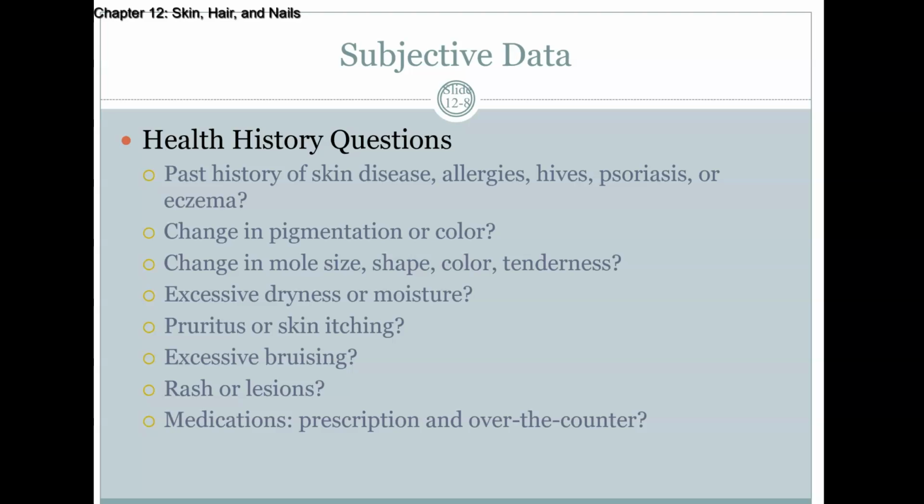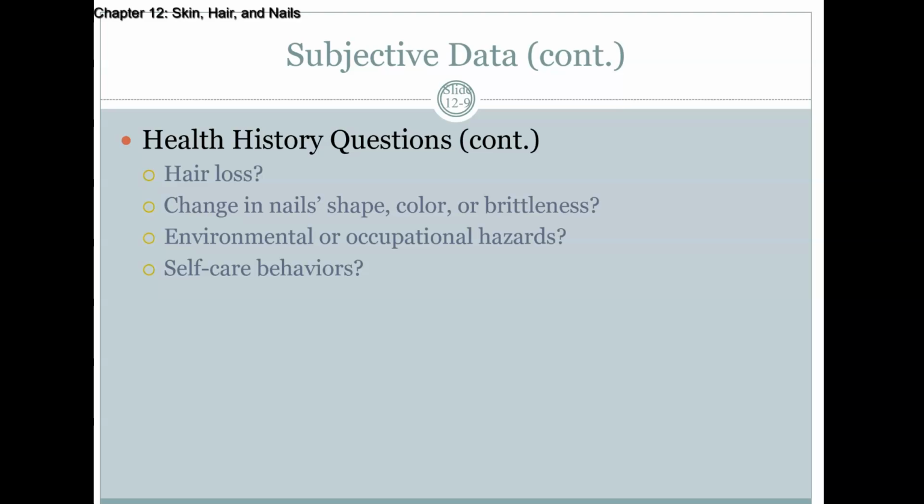Is the person itching, or do they have excessive bruising, rash or lesions? Are they on any type of medications, prescription and over the counter? You're going to ask a person all of these things, or listen when they tell you. Do they have hair loss? Have they had changes in the nail shape, color, or brittleness? Environmental or occupational hazards? Self-care behaviors: how well are these people at taking care of their skin?